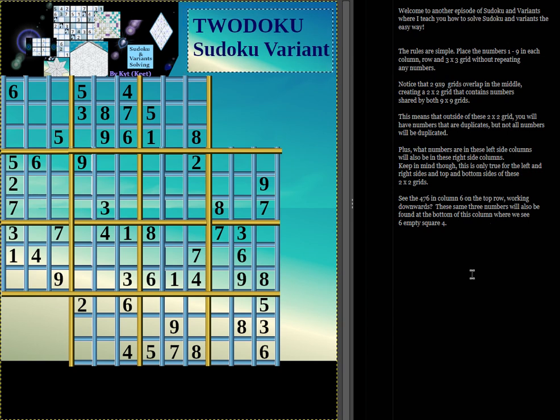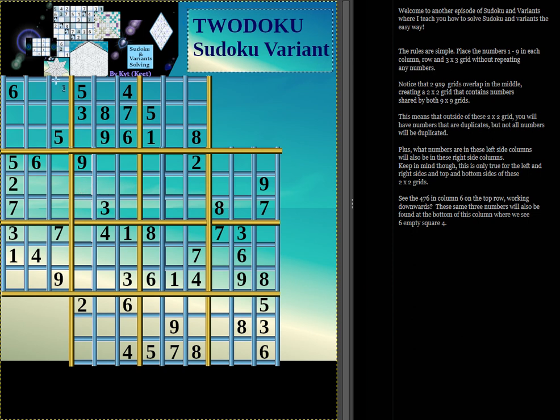Welcome to another episode of Sudoku and Variants, where I teach you how to solve Sudoku variants the easy way. The rules are simple. Place numbers 1 through 9 in each column, row, and 3 by 3 grid without repeating any numbers.